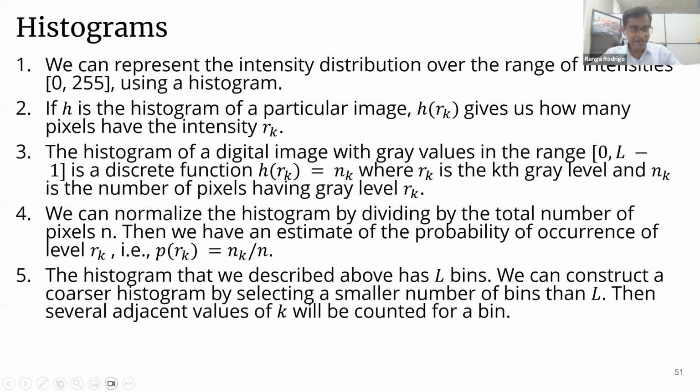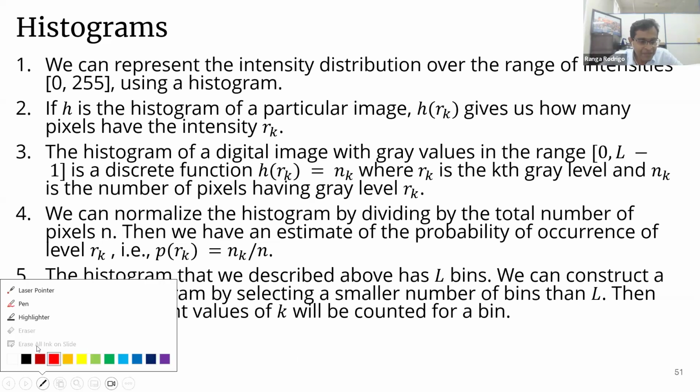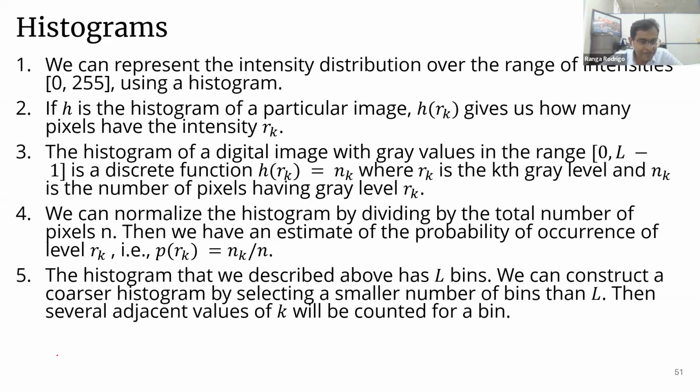Let's look at image histograms. A histogram is a very simple thing. We looked at histograms when we were in grade 5 or so. Centimeter 130 to 135, how many students? 135 to 140, how many students? Like that. That's the histogram. For an image also, we can create a histogram and look at the distribution of intensities of the image. We can represent the intensity distribution over a range of intensities of 0 to 255 using this histogram.